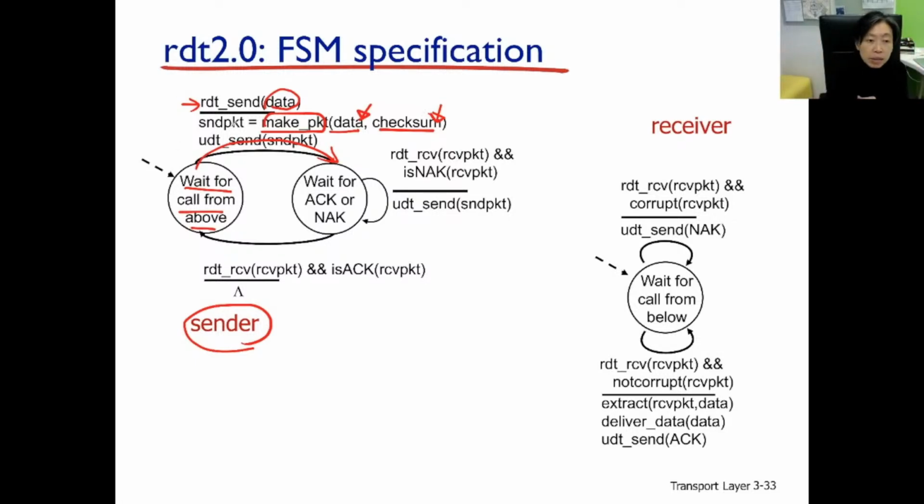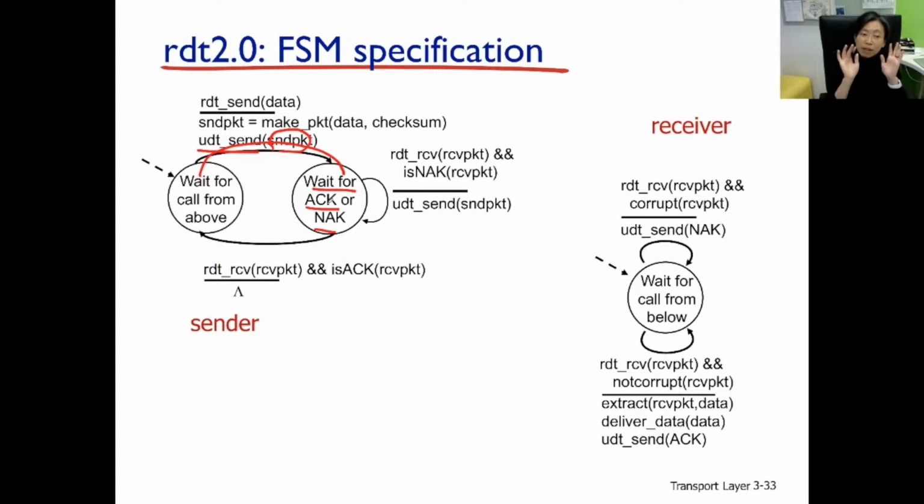Very good. So the send packet is finally generated. So this is the segment. And the sending side of the transport layer service calls UDT send to send the segment out through the underlying channel, right? And that also takes the sender from the wait for call from above state to the what? Wait for ACK or NAK state. So after we send the data out, then we'll be waiting for feedback from the receiver. Good, makes sense.